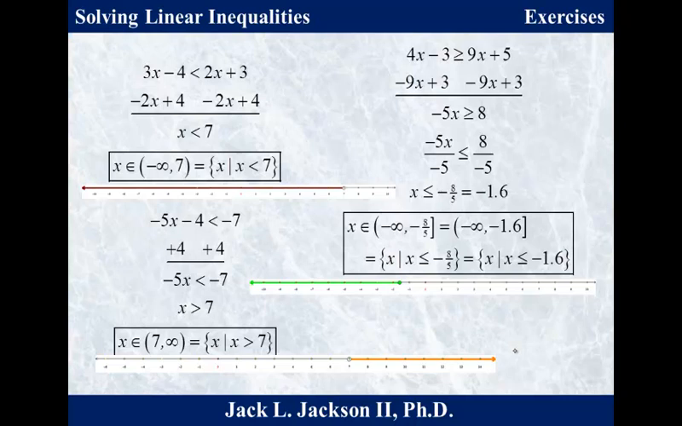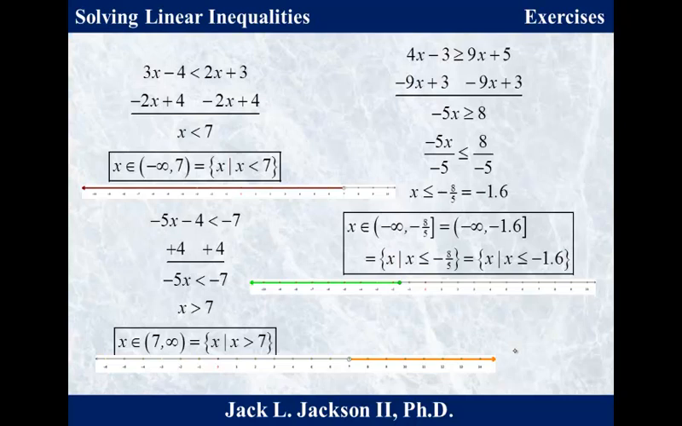So if you check those two things, you check to see that the boundary is correct, and you check to see that any one point in your region is correct, then you know you have the correct boundary and you have the correct direction on the inequality.